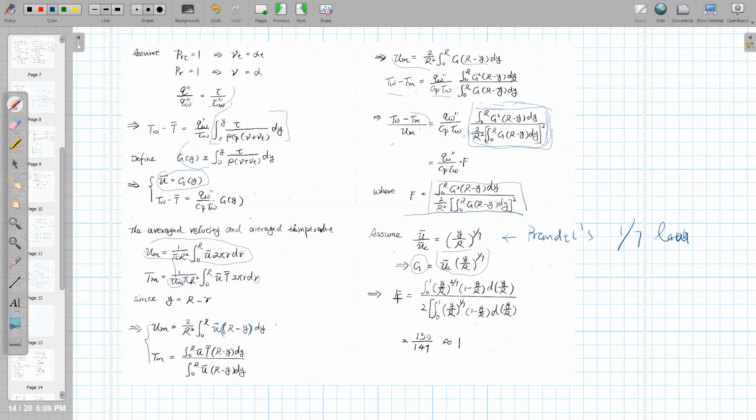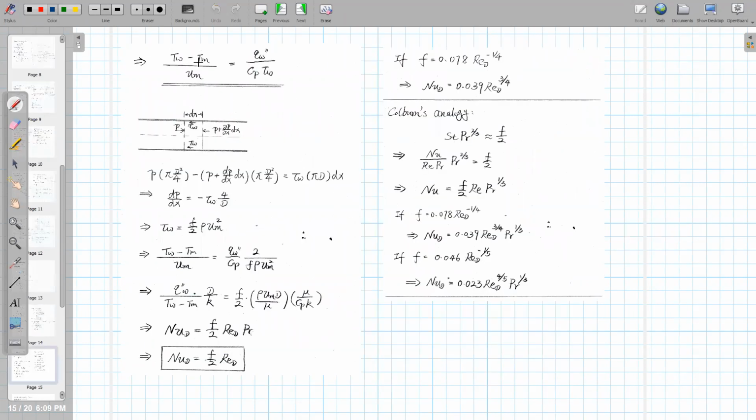So basically, you will know that F, this result, will be 150 over 147 in these cases. It's very close to 1. So in most cases, we just consider it's 1. And if you bring F equal to 1 here, it's telling us that tau W minus tau M divided by UM equals QW prime prime divided by Cp times tau W. So this is a Reynolds analogy, telling us the relationship between the heat flux and the friction force.